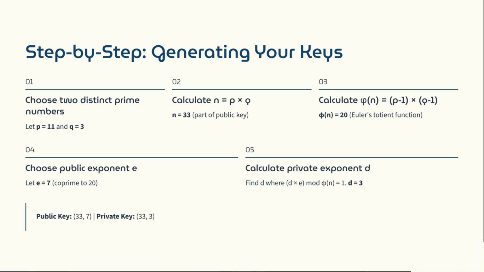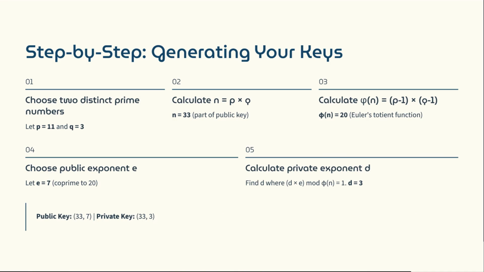Then we need to calculate n. n is the result of P times Q. This is a part of the public key. After that, we calculate the totient of n, so phi of n, that's (P minus 1) times (Q minus 1). In our example, 10 times 2, which is 20. Now we find a public exponent e that's coprime to 20. We can choose 7. After that, we calculate our private exponent d.